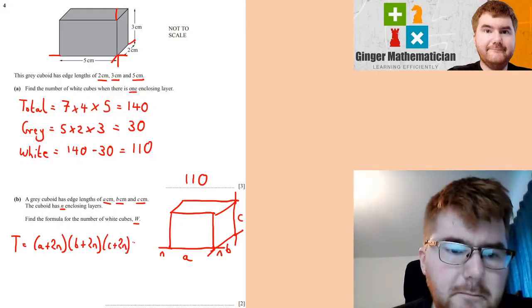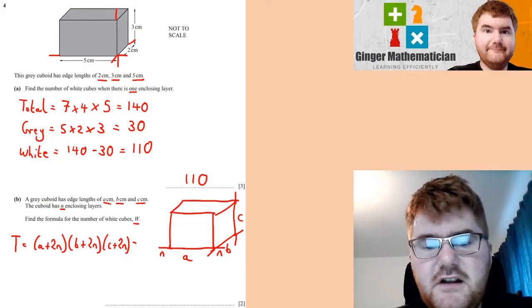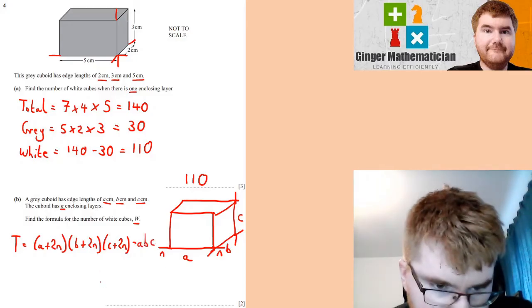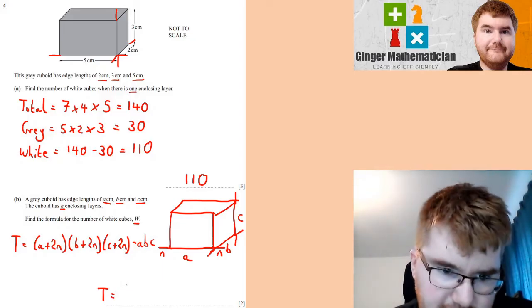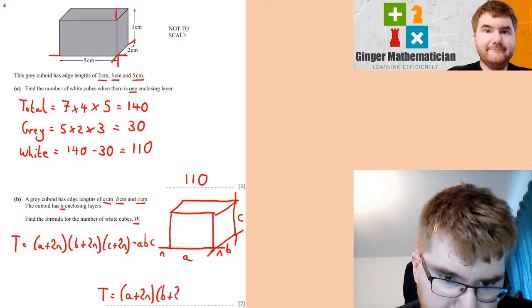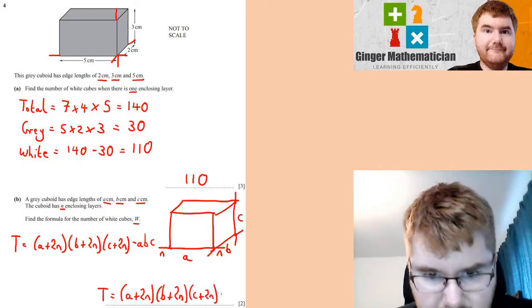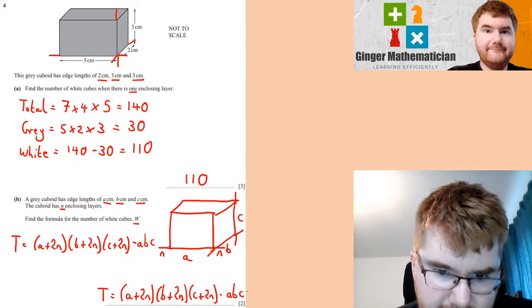And then we need to minus the actual cuboid itself. Well, the cuboid itself here is just going to be A times B times C. So we get A, B, C. So let's just write that nice and clearly for the examiner. I like a diagram here to show exactly what's going on. So we have A plus 2n times B plus 2n, C plus 2n, and then minusing the number of grey, which in this case is going to be A, B, C.